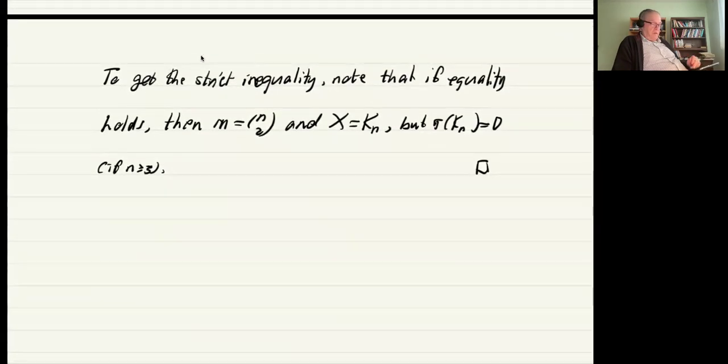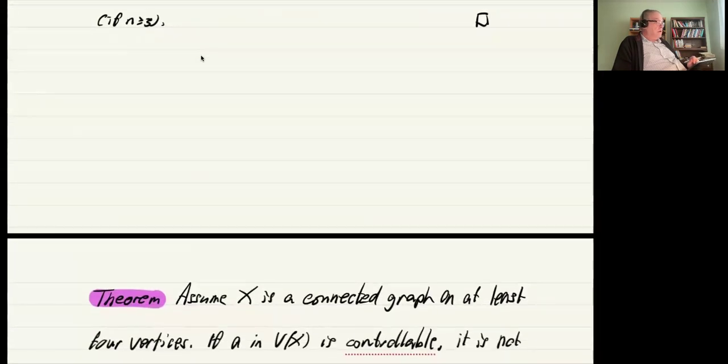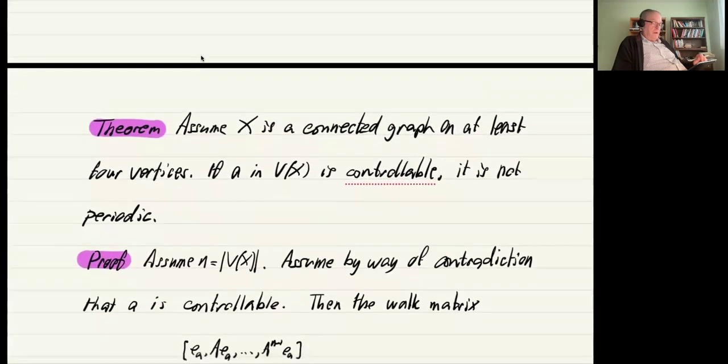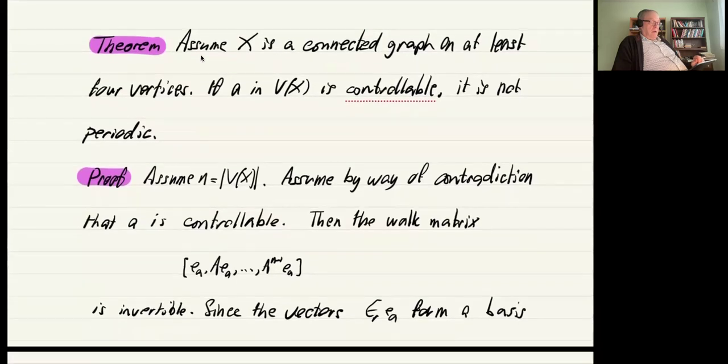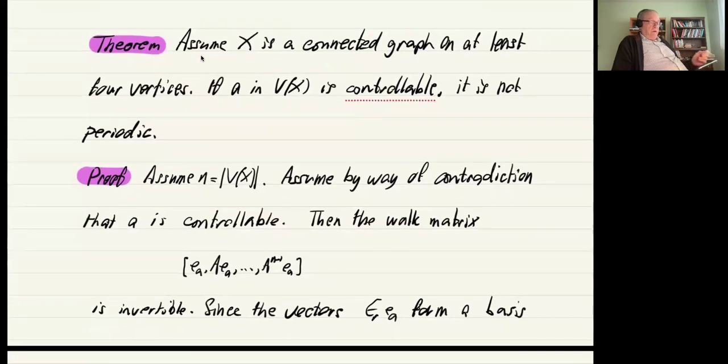And this is just a comment about getting the strict inequality. Now the theorem is: if you have a graph on at least 4 vertices and some vertex in X is controllable, then it's not periodic. As ever, we let n be the number of vertices of the graph, and we assume by way of contradiction that A is controllable.